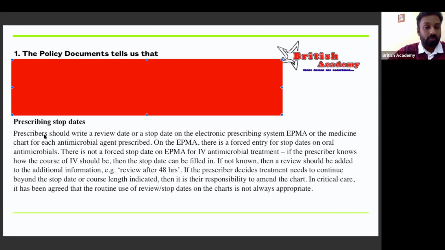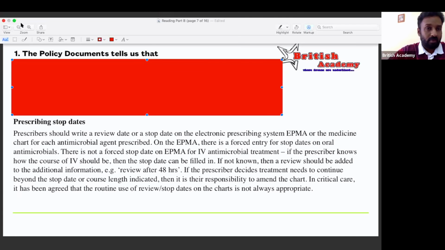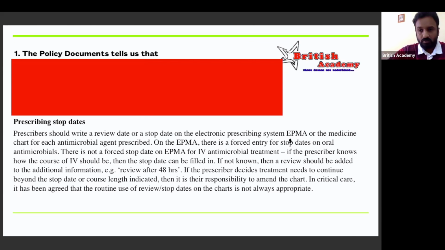It says prescribers. A prescriber is a person who prescribes a medication. It can be a doctor, it can be a pharmacist, who should write a review date or a stop date on the electronic prescribing system. So we can say EPMA. Okay, let me take my marker. Now, this says on EPMA. EPMA means electronic prescribing system, or the medicine chart for each antimicrobial agent prescribed.